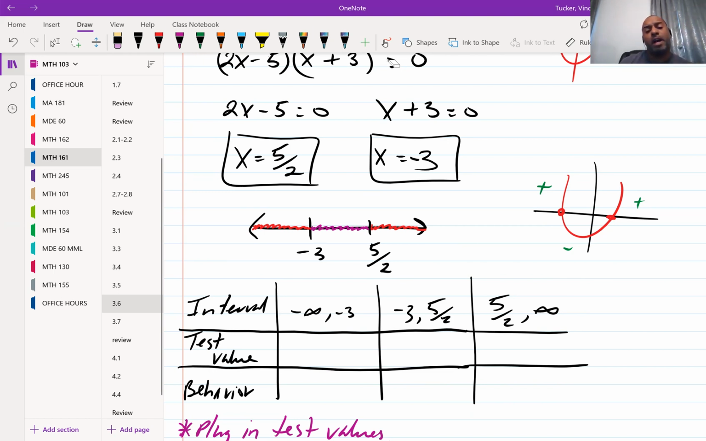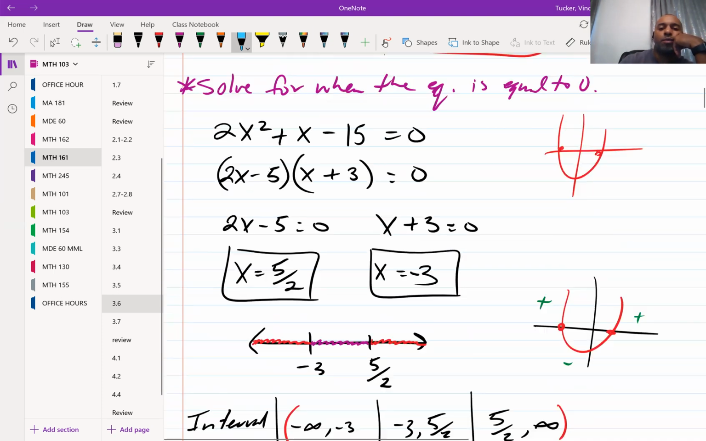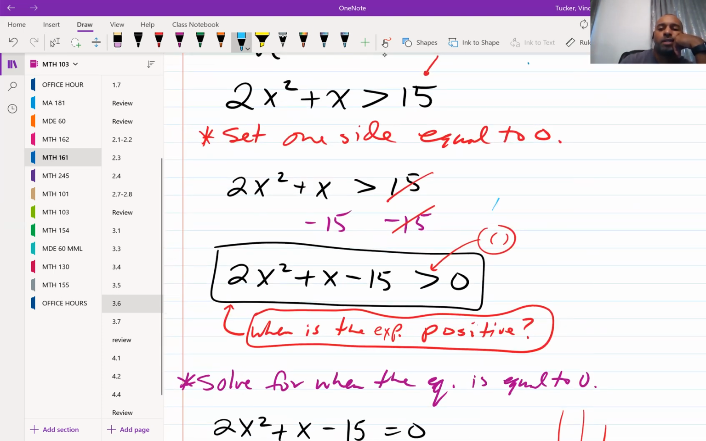So now we need our parentheses or brackets accordingly. But don't forget, infinity signs will always have parentheses. Then you go back to your problem. We have the greater than sign. Remember, greater than sign will always have infinity parentheses as well.